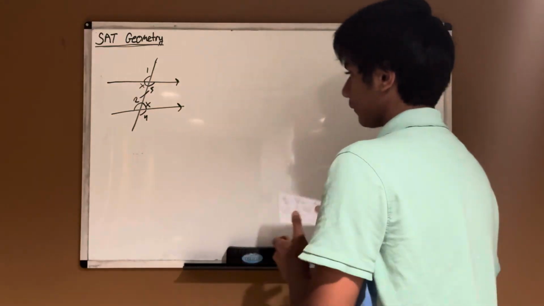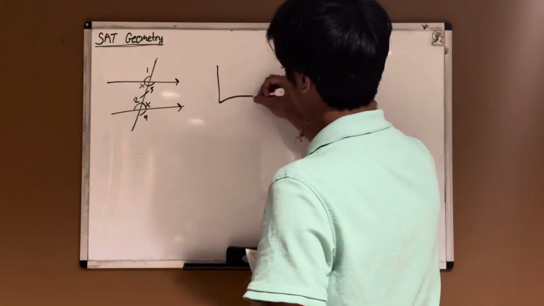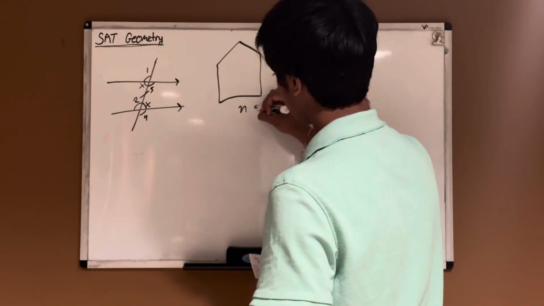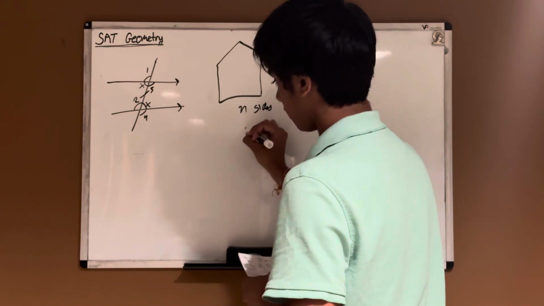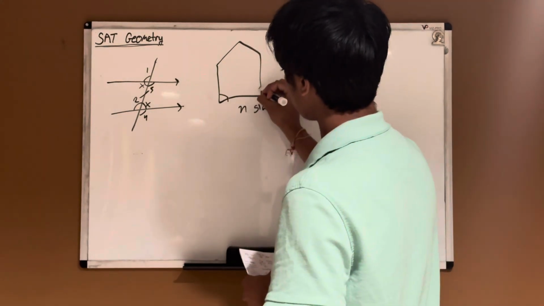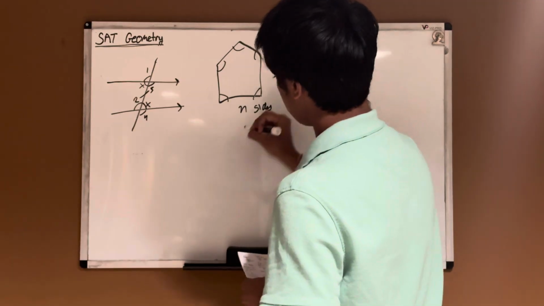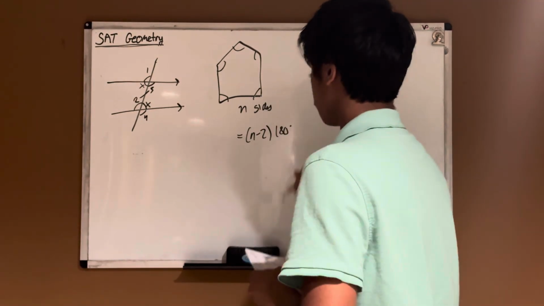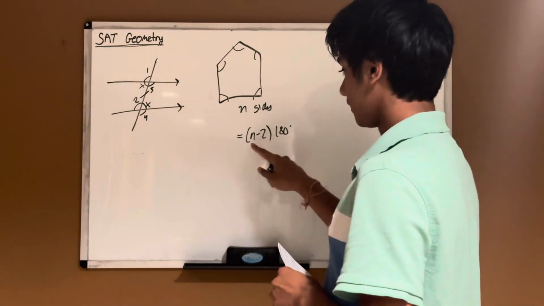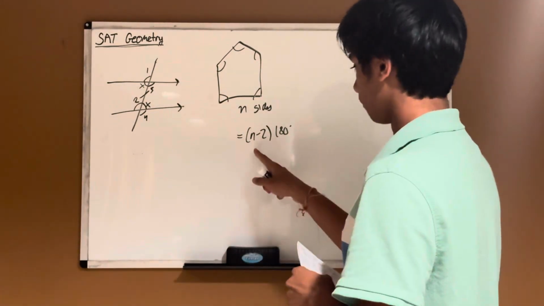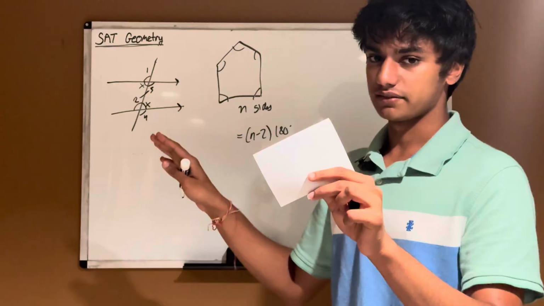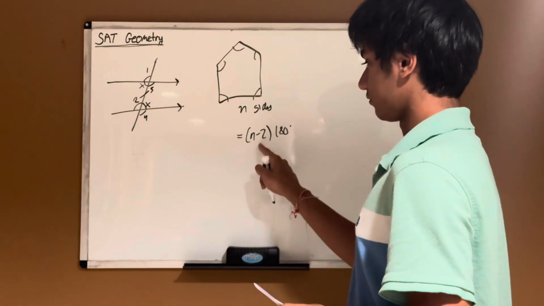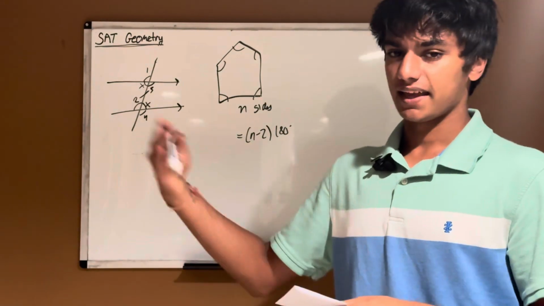Next, if we have a shape, any shape, with n sides, the sum of the interior angles, so these angles, is equal to n minus 2 times 180. So for common shapes like a triangle, n is equal to 3 because there are 3 sides, so 180 degrees is the sum of all the interior angles. For a four-sided shape, 360 because 2 times 180 is 360, and so on.